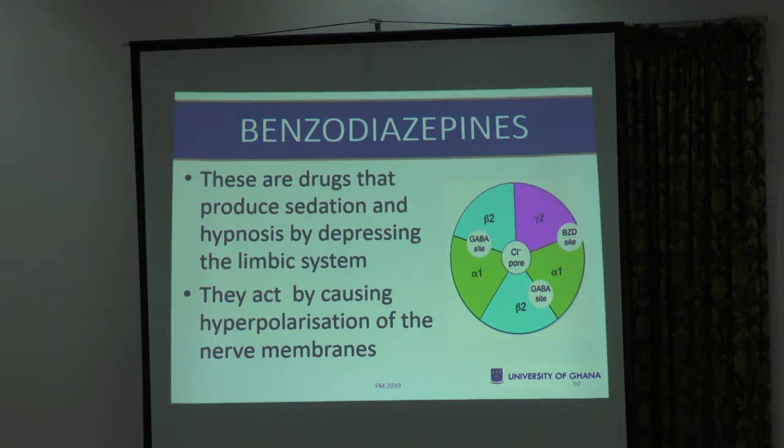I'm getting to the end. Benzodiazepines are drugs that produce sedation and hypnosis by depressing the limbic system. Normally, the benzodiazepine receptor is connected to a GABA site and a chloride pore site. What it does is that it increases the negativity of cell membranes, so that they become so negative that even when you want to stimulate them, it becomes difficult. And that is the way it works.